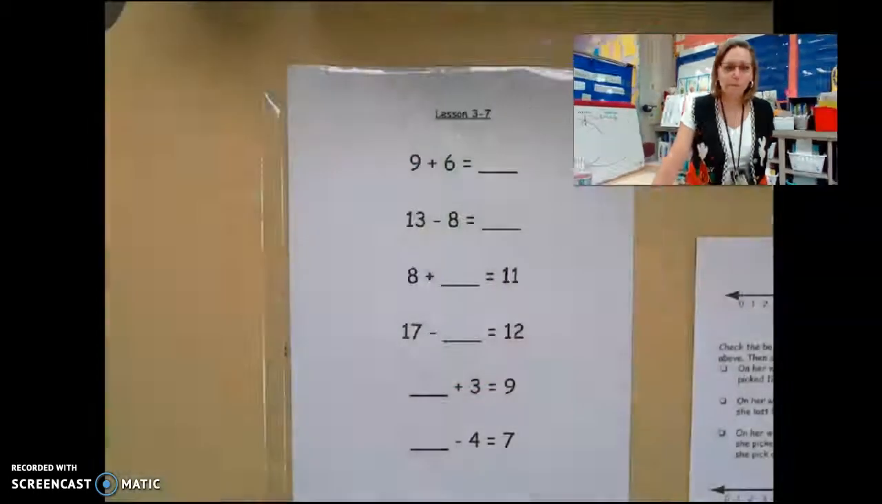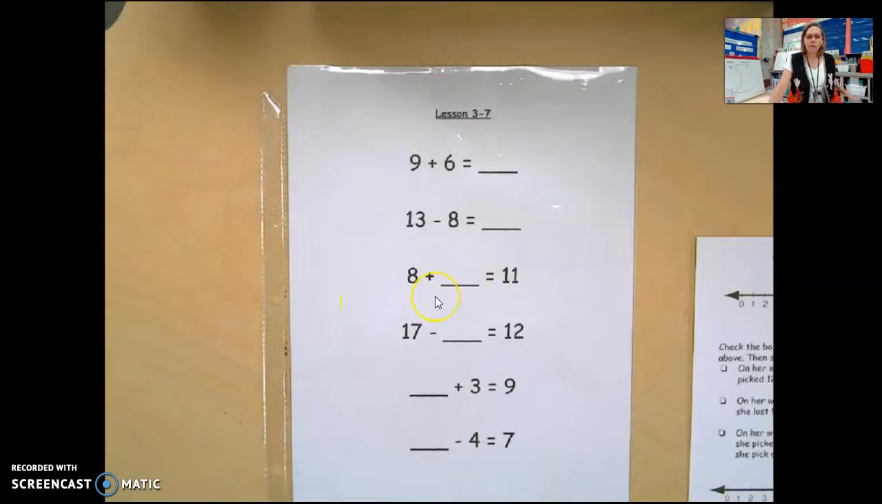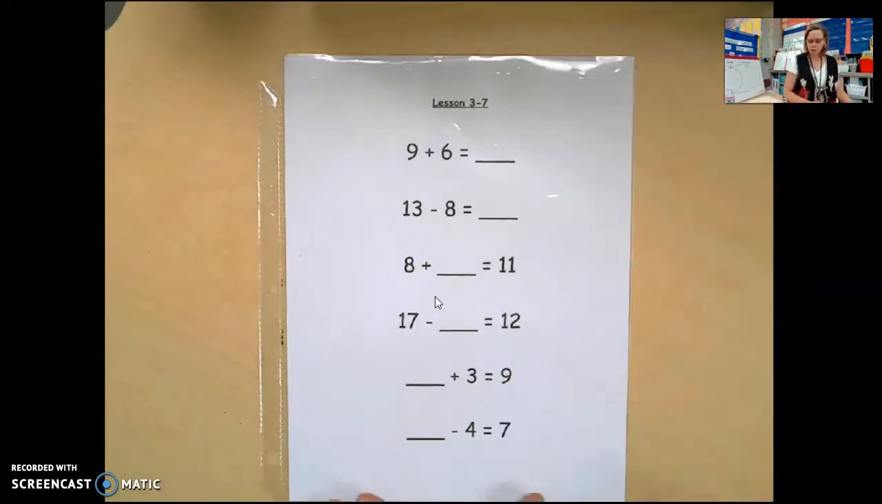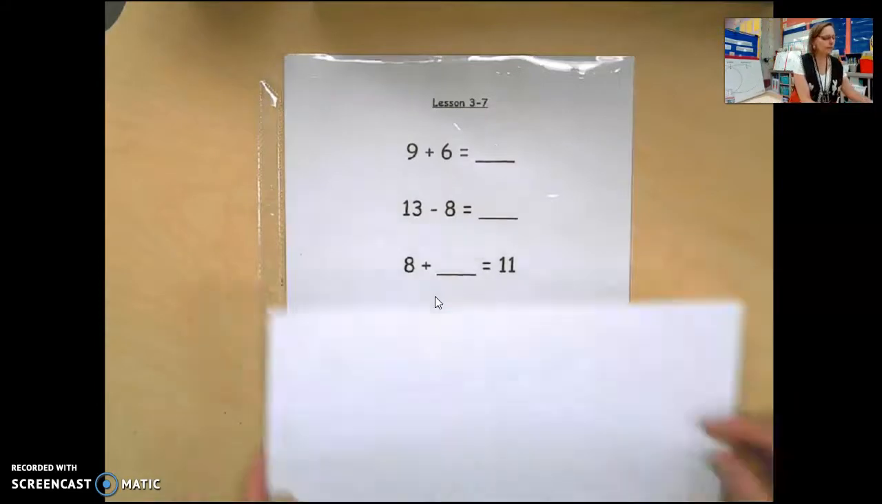All right, everybody. We have been working on using number lines to help us solve number stories, and number stories that have mystery numbers in all different places. So I'm going to pull myself off to the side here. We were looking at problems that look like this, and I showed you a couple of different things. I'm going to go ahead and cover up.